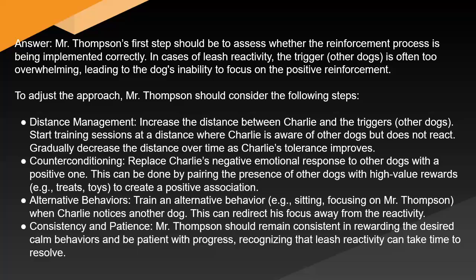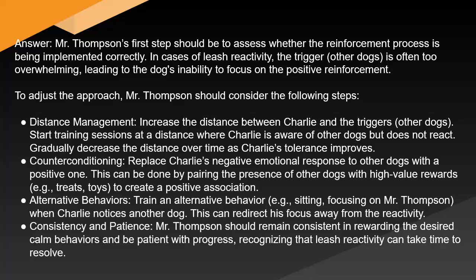Distance management: increase the distance between Charlie and the trigger, other dogs. Start training sessions at a distance where Charlie is aware of other dogs but does not react. Gradually decrease the distance over time as Charlie's tolerance improves. Counter-conditioning: replace Charlie's negative emotional response to other dogs with a positive one. This can be done by pairing the presence of other dogs with high-value rewards, e.g., treats, toys, to create a positive association.